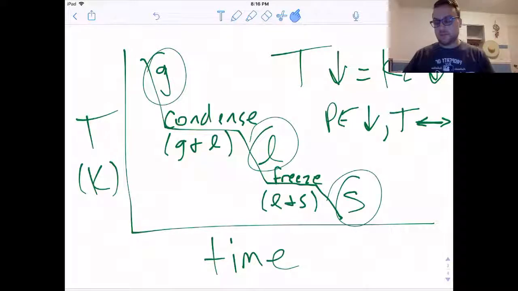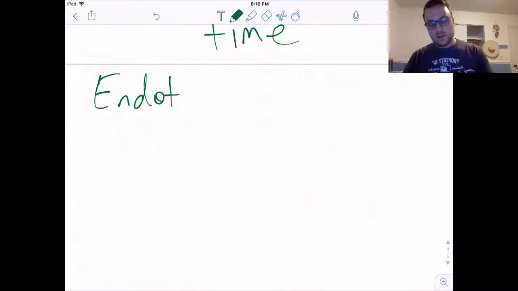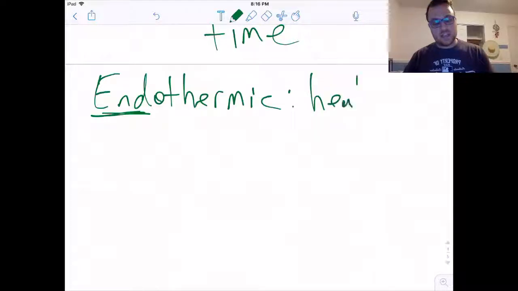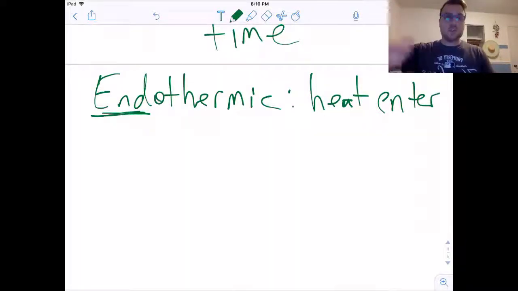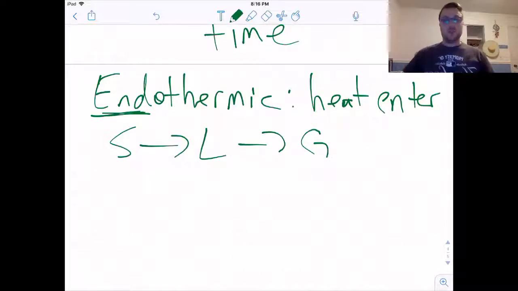Let's go and review endo versus exothermic. So endothermic, usually what I highlighted in class, you have endo, enter, kind of sounds like heat's entering. Anytime heat's entering, it's an endothermic reaction. So anytime you're going this direction from phase to phase, that's endothermic. So solid to liquid, solid sublimation, liquid to gas, any of these phases are endothermic phase changes.